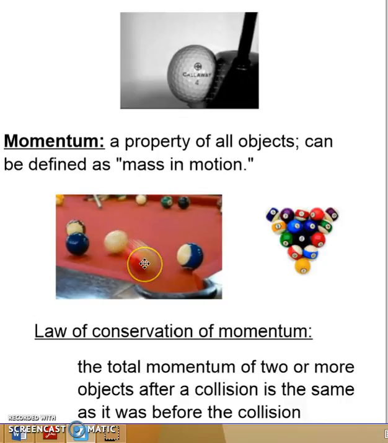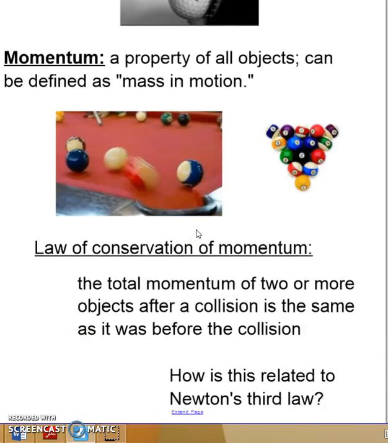And when it hits another ball, it transfers a force to that ball, and that one starts moving, so then we say that one has momentum. So momentum is mass in motion. We talked about the law of conservation of mass, this idea that mass doesn't get created, it doesn't get destroyed, it maintains a constancy, we'll say. The law of conservation of momentum is very similar. The total momentum of two or more objects after a collision is the same as it was before the collision. So in other words, this mass in motion is conserved.